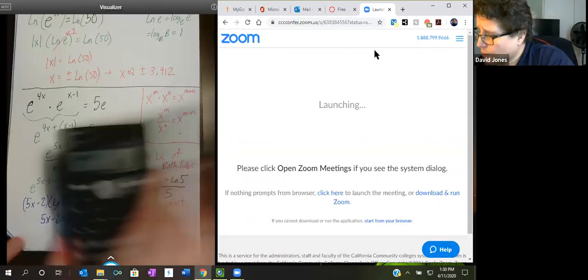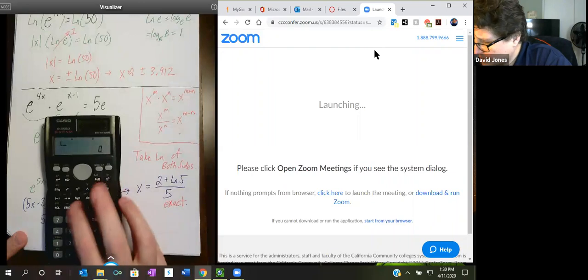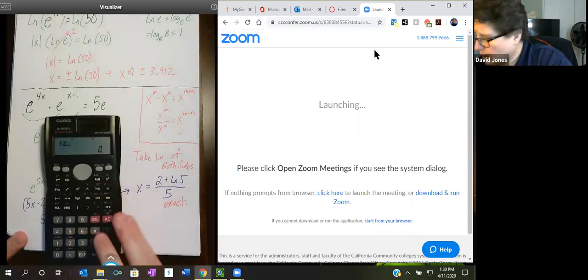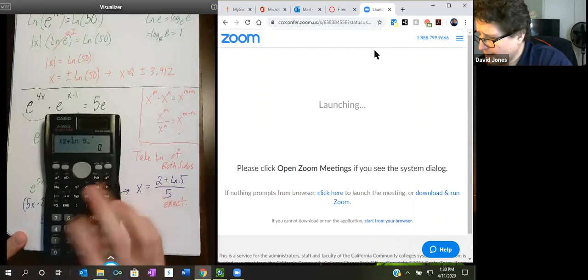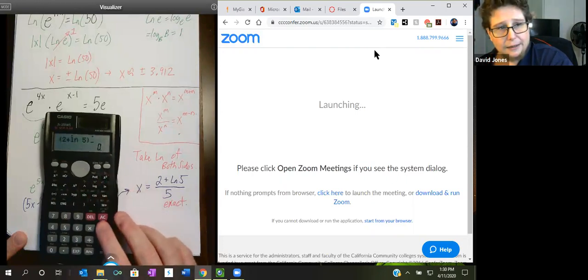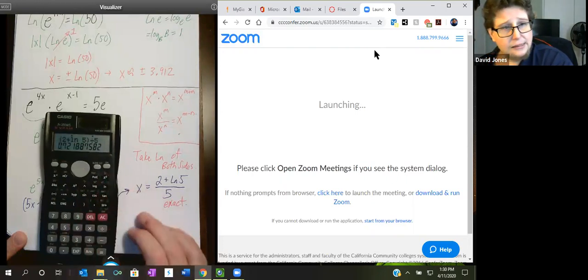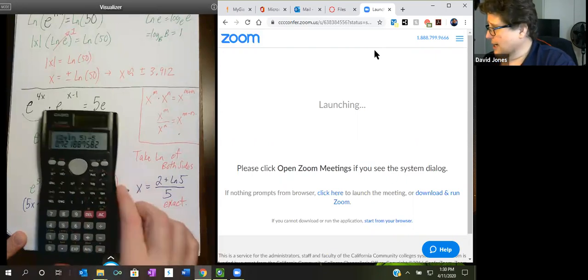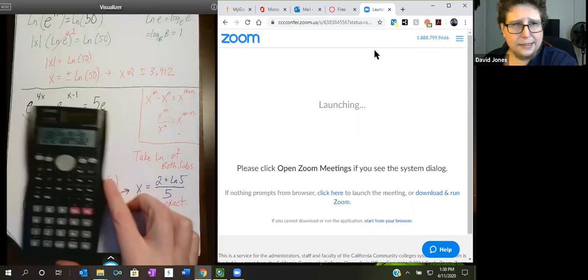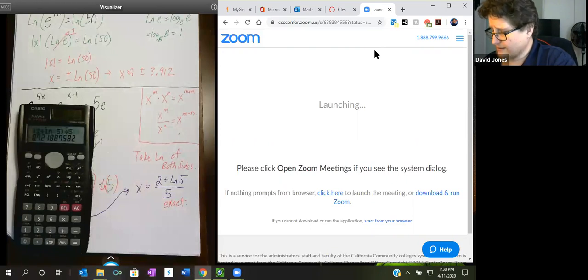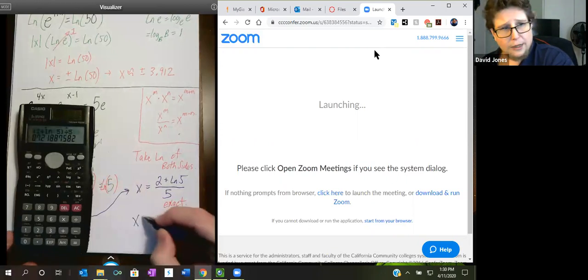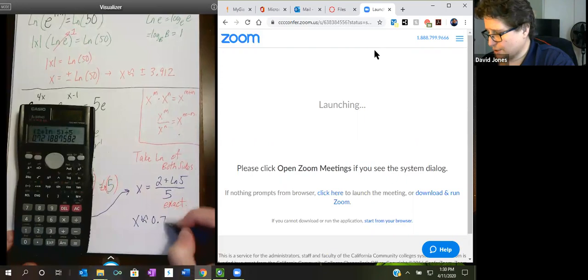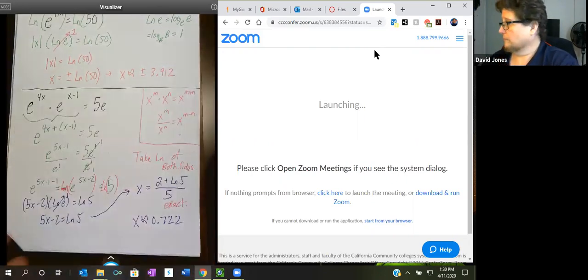So what happens when I throw this in a calculator? I'll type parentheses, 2 plus natural log of 5, end parentheses, and then divide by 5. And it looks like, to 3 decimal places, what do we have? x is approximately 0.722. Okay.